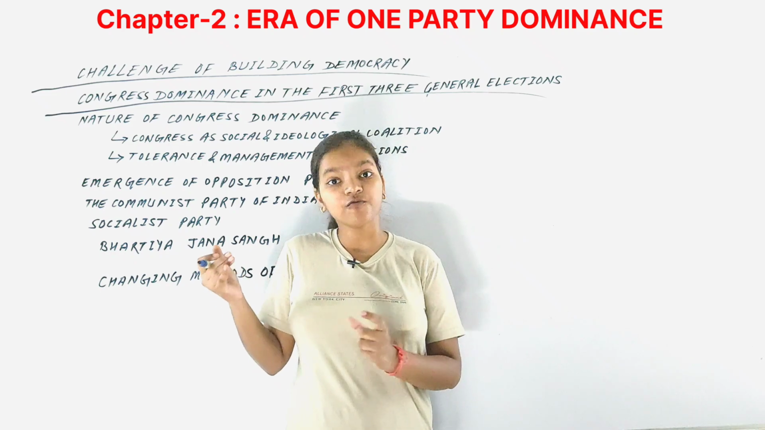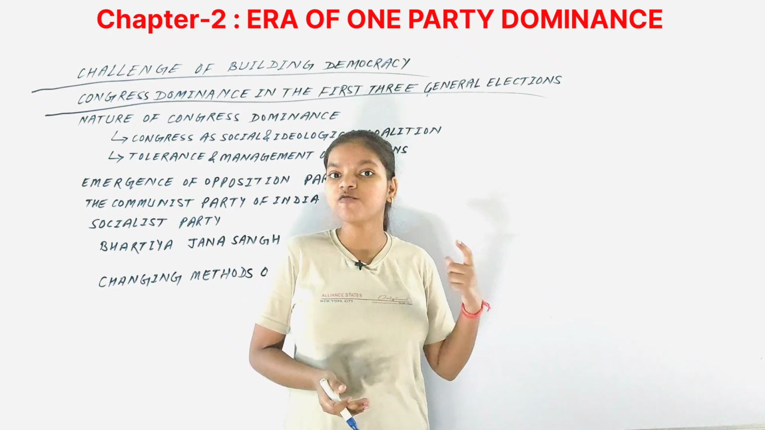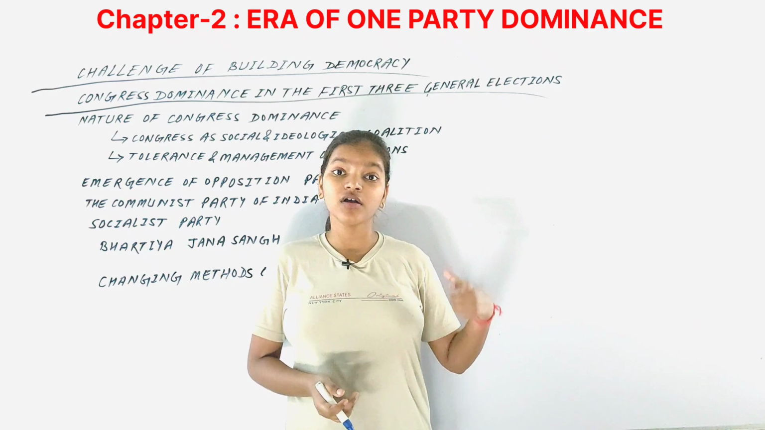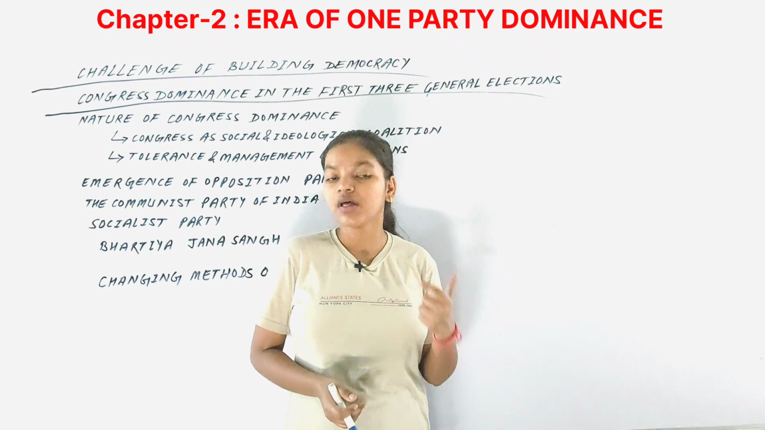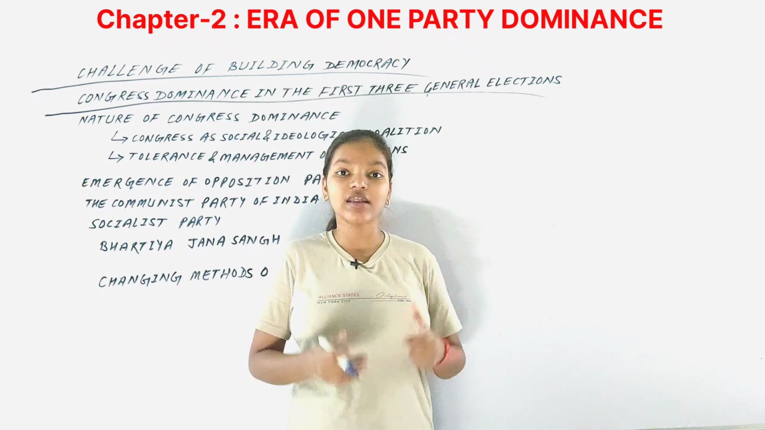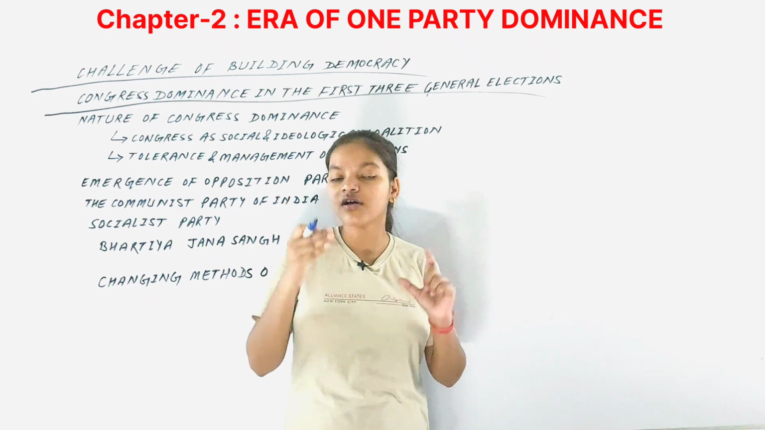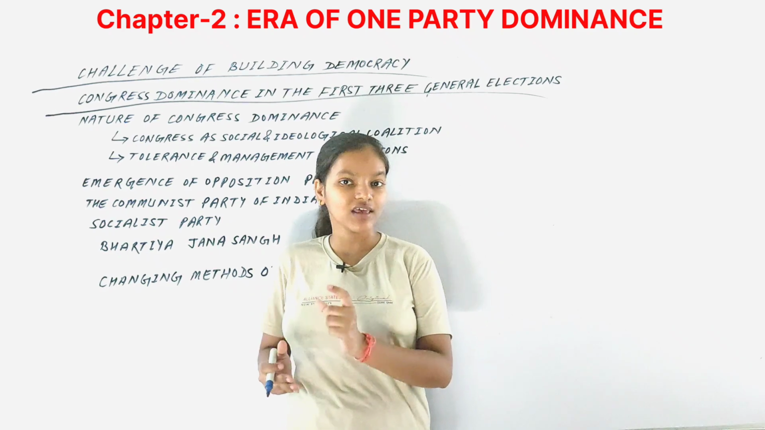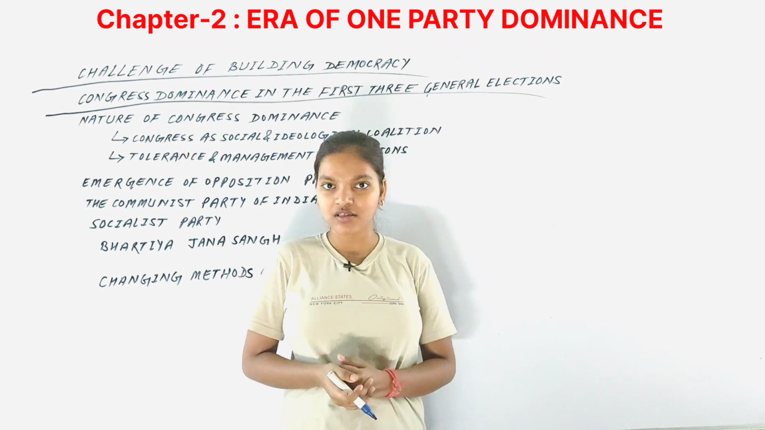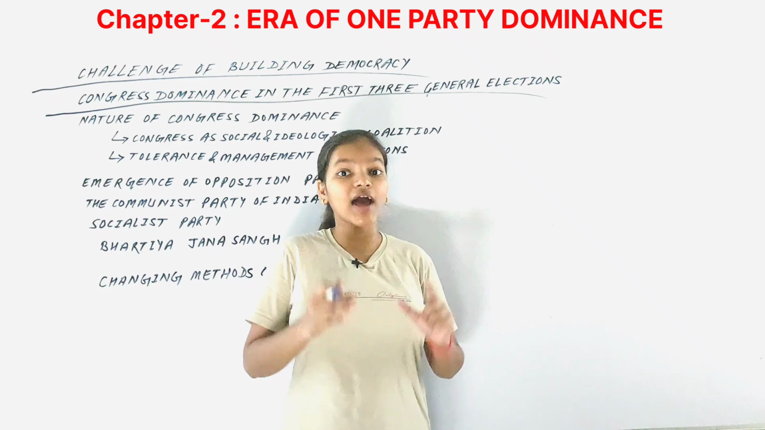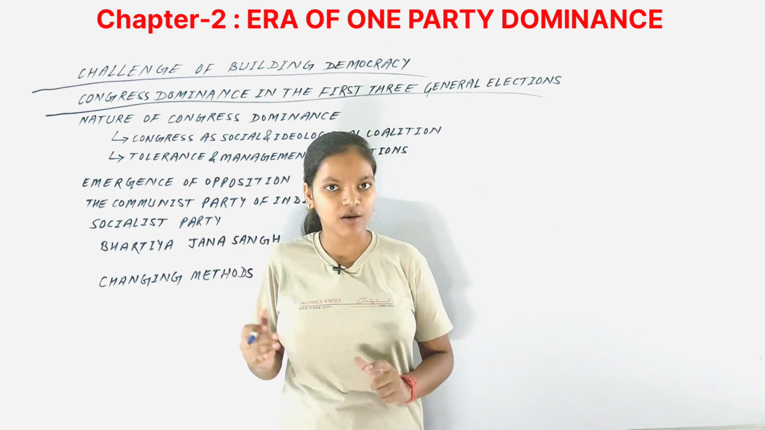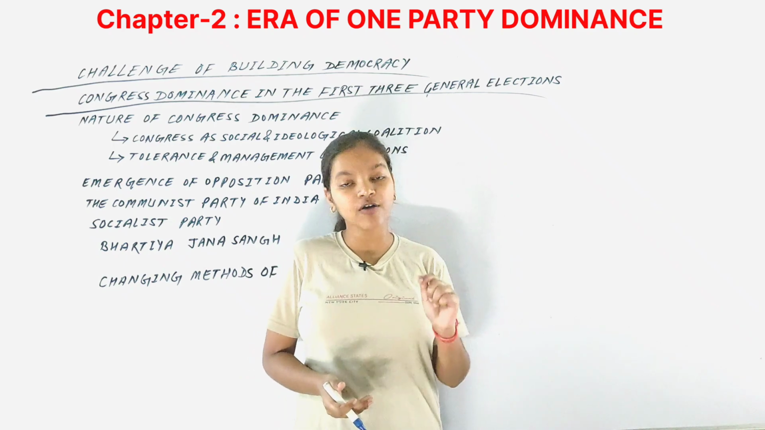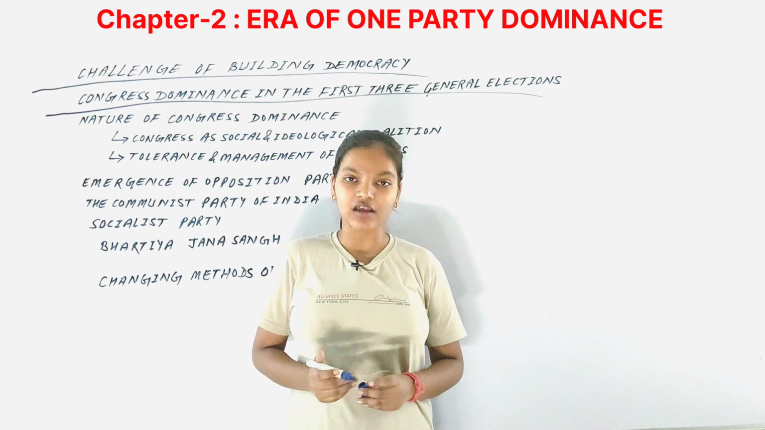364 seats out of 489 seats, around 3/4 of the seats you can say. Now 489 seats were in the Lok Sabha at that time. In the present time it has more seats: there are 543 seats plus 2 appointed members. So you don't have to be confused by the numbers, because in the past there were 489 seats and now there are 543 seats.